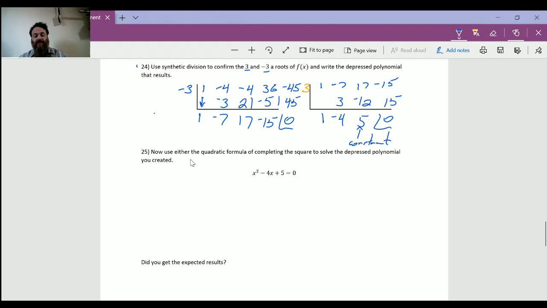Anyway, guys, now use either the quadratic formula or completing the square to solve this depressed polynomial, and hopefully we'll get the expected results. If we're going to do the quadratic formula, again, A is 1, B is -4, and C is 5. So B squared minus 4AC, and you end up with -4.